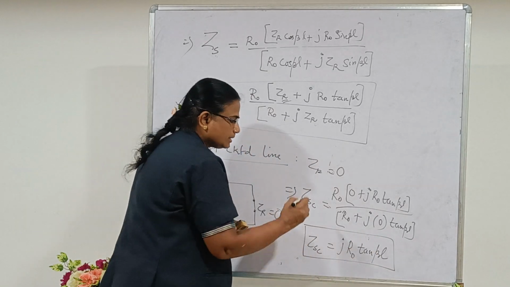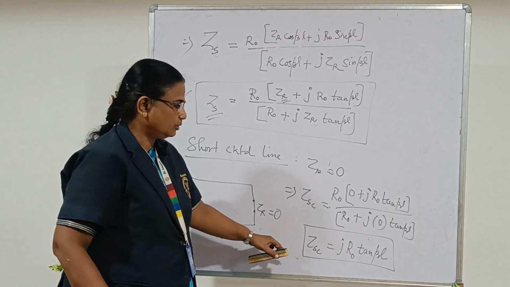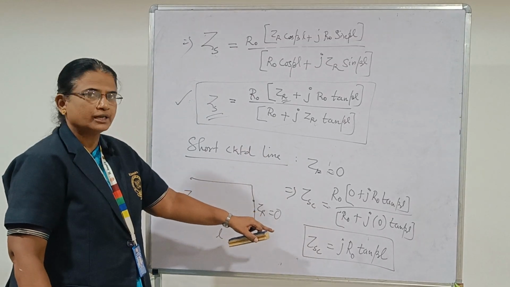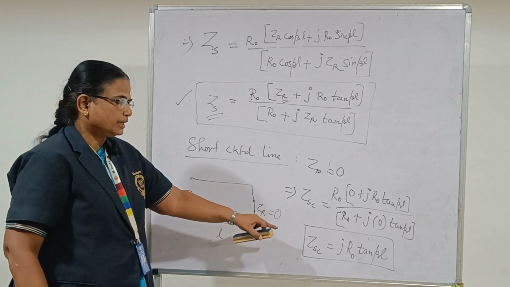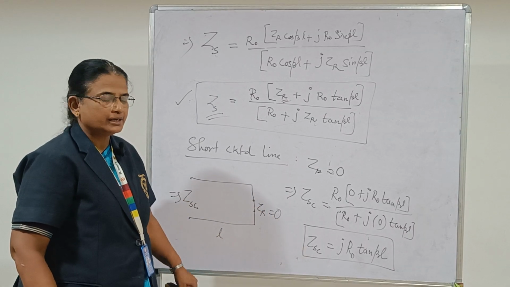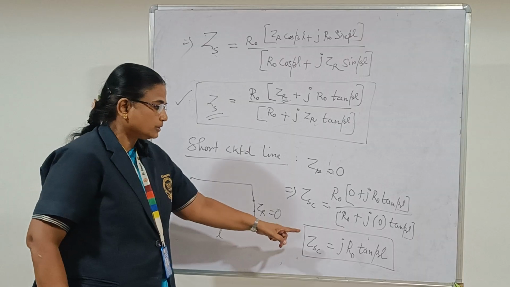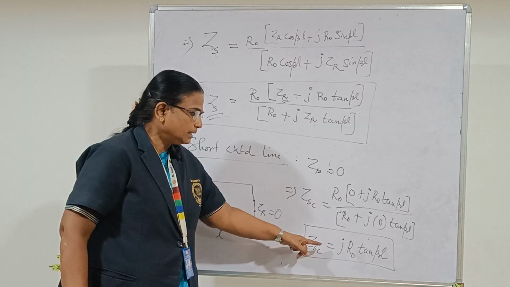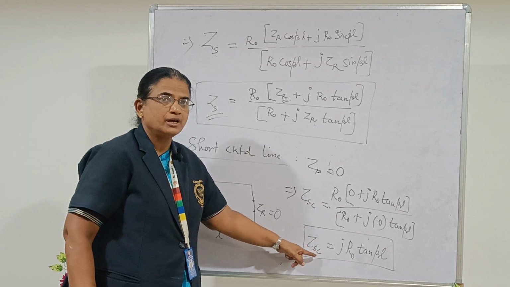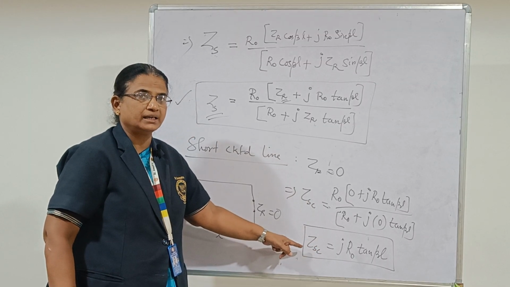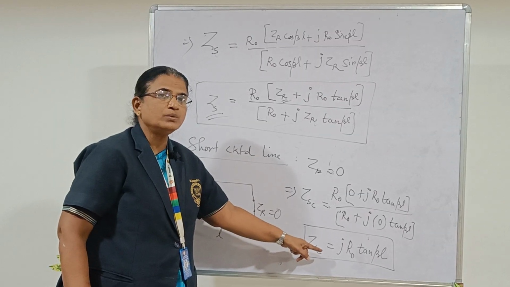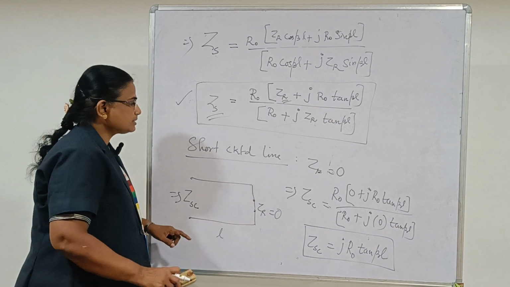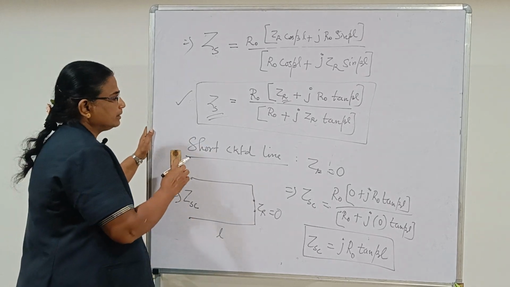So this short circuited impedance is found to be purely a reactive one. So there is no real part in this short circuited impedance. So it is purely reactive. So this implies that since the reactance is positive, a short circuited line can offer an inductive reactance. It is inductive reactance. So next one is open circuited line.